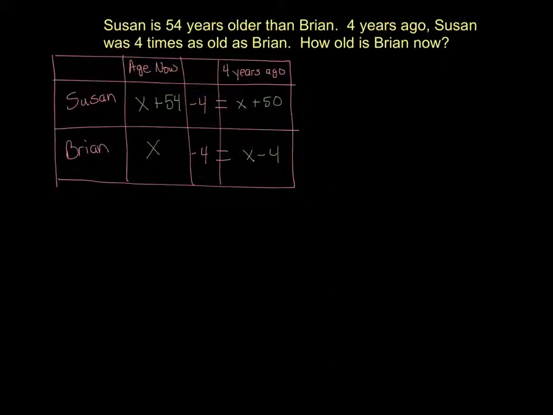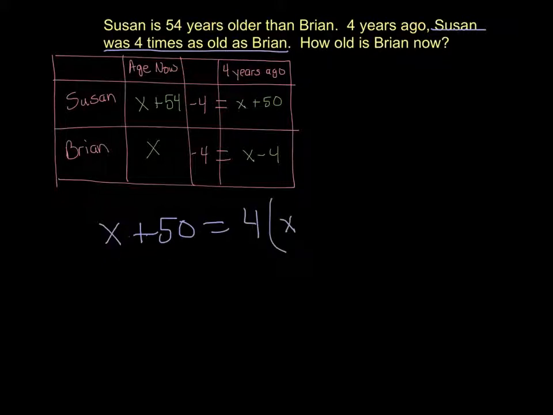It says 4 years ago. We're going to use this sentence right here. Susan was, so Susan is x plus 50, was, or equals, and then 4 times as old as Brian. So 4 times Brian, which is x minus 4. How old is Brian now?